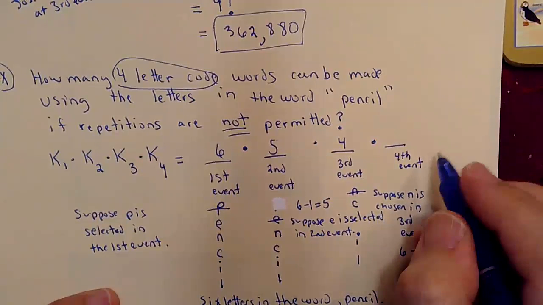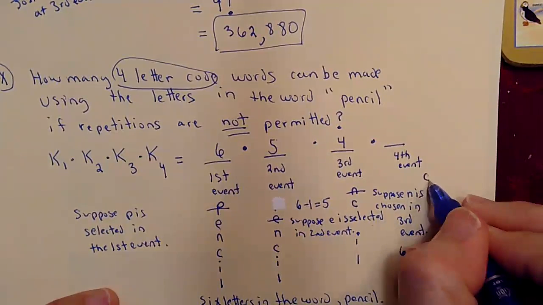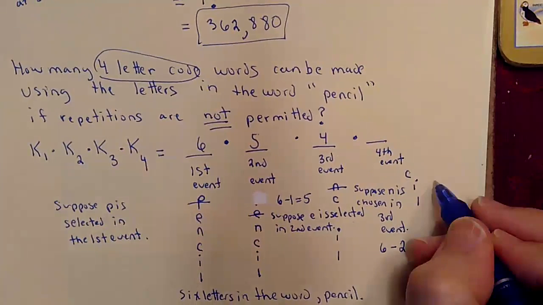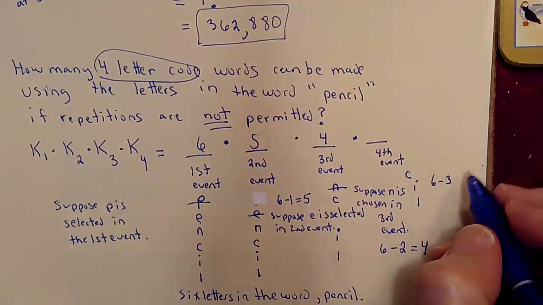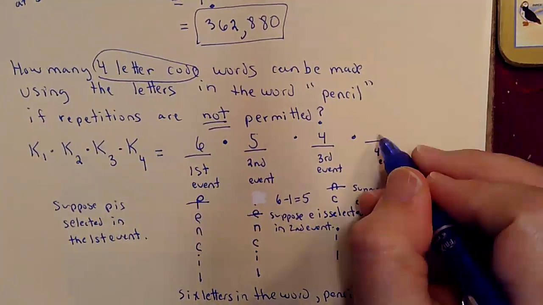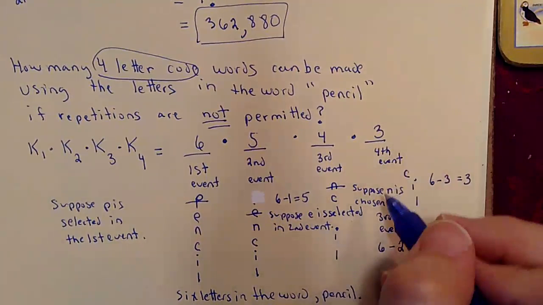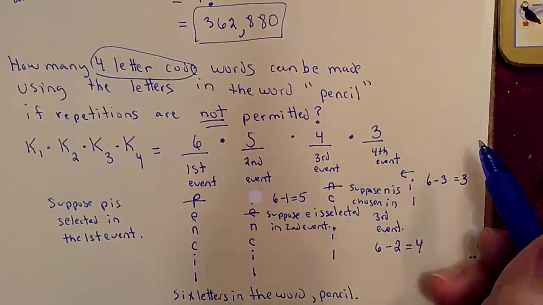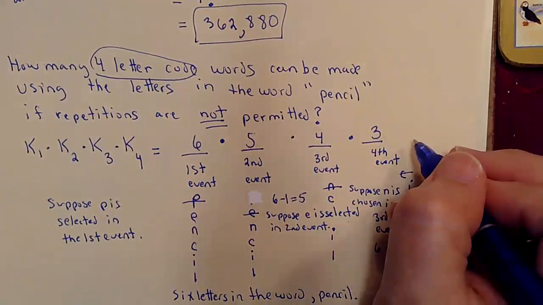So now I have what's left, because these can't be used. What's left is CIL. So this is 6 minus 3, because these can't be used. 6 minus 3 is 3. So I have 6 times 5 times 4 times 3. Any of these 3 can get chosen, and let's just pretend that C got chosen here, for example. But now I have 6 times 5 times 4 times 3, and then what does that equal?